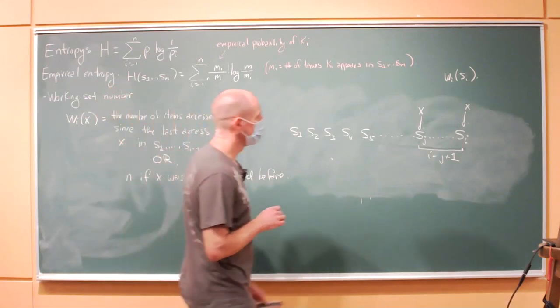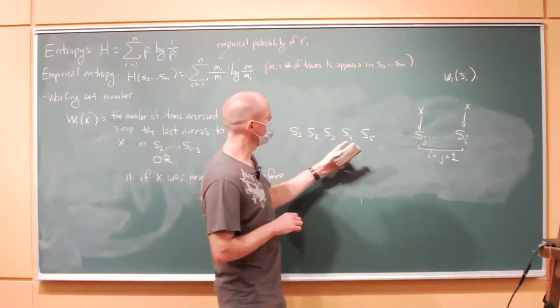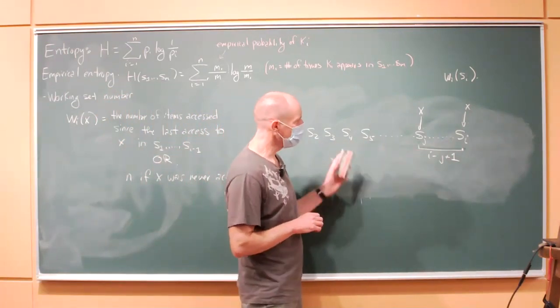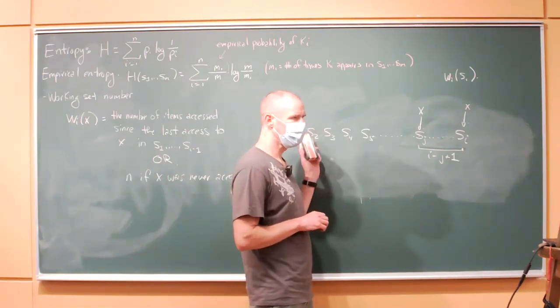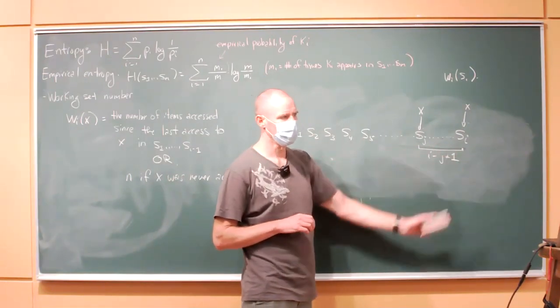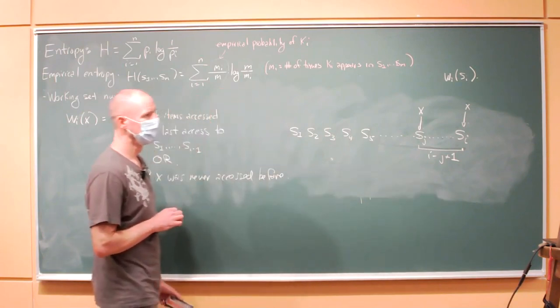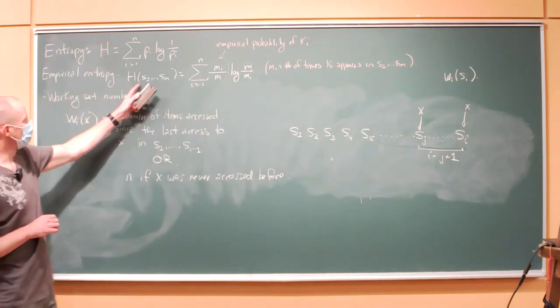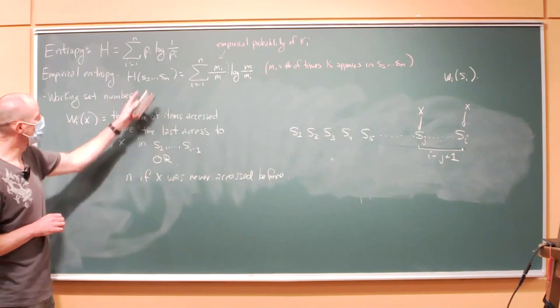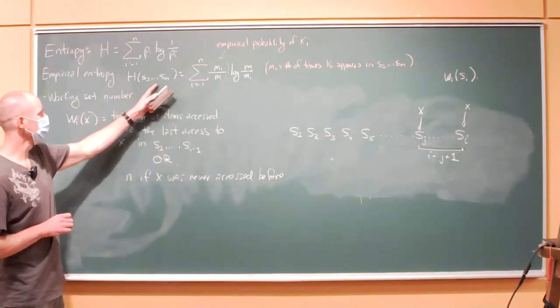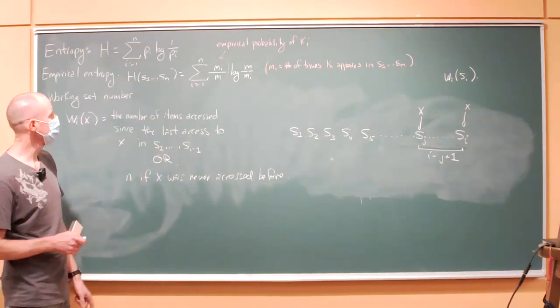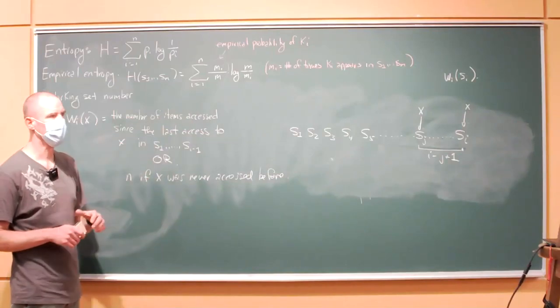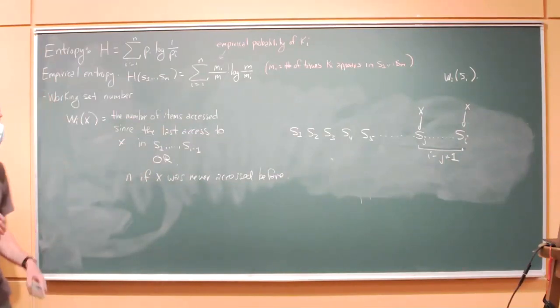Sorry, what is S? S1, S2, S3, S4, up to SM is the sequence of things that you're searching for in your data structure. The same S1 through SM that you use to count how many times you access each key and get the empirical probabilities. Okay.